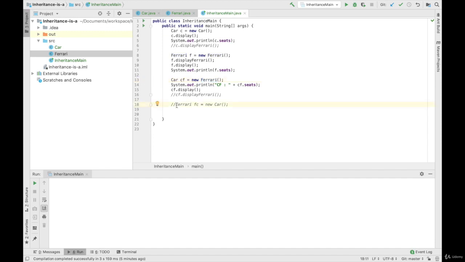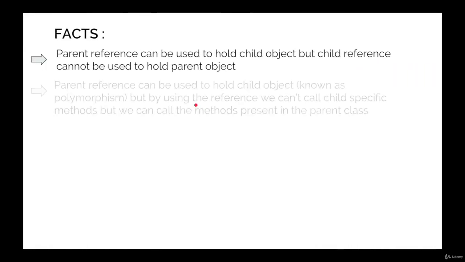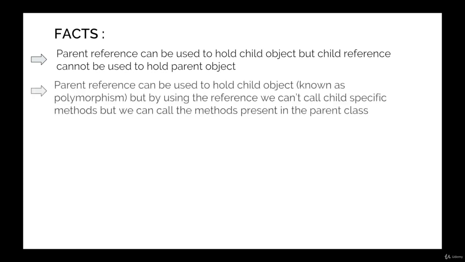But we tried to use a parent-child reference to hold the parent class object, but the compiler threw an error. So this is one of the facts that you're supposed to remember. The second fact is that a parent reference can be used to hold a child object. This is also known as polymorphism, which we will discuss.